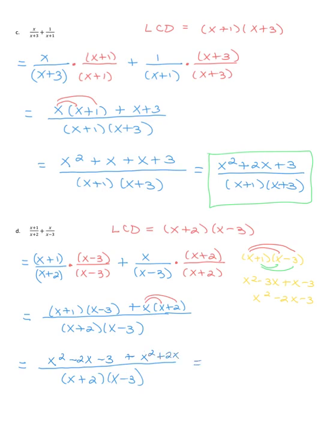So altogether, my final answer is there were 2x squared. There are no x's. We have a negative 2x and a positive 2x, so those cancel, and we're left with minus 3. I have my least common denominator of x plus 2 times x minus 3, and that is the final simplified answer.